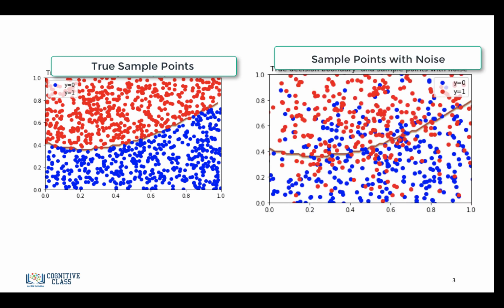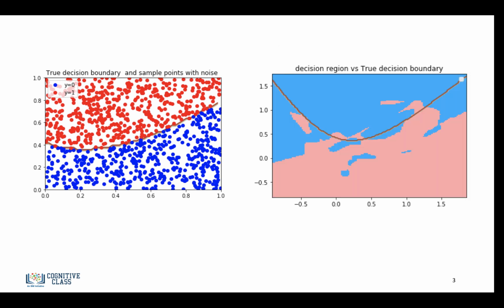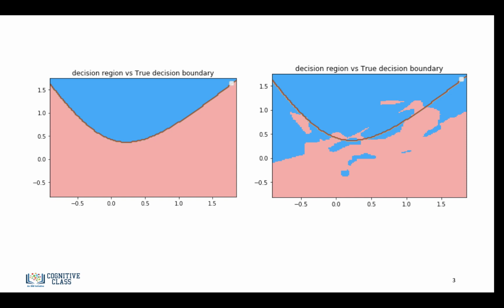So in real life, we'll have some noise in our data, and if we train a neural network on the noisy data, our decision function will look something like this. And this is the true decision region, and as you can see, our model doesn't perform well. And the reason is, it's fitting the noise, not the actual data. Now there's several ways to solve this, and one way is using regularization.